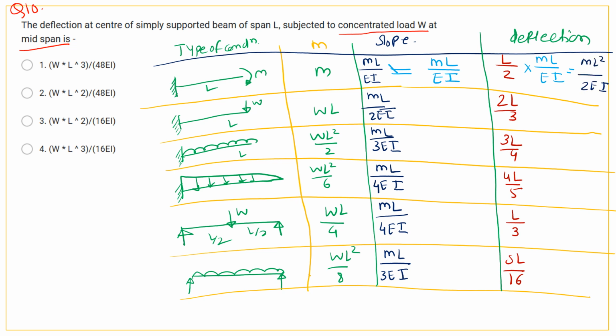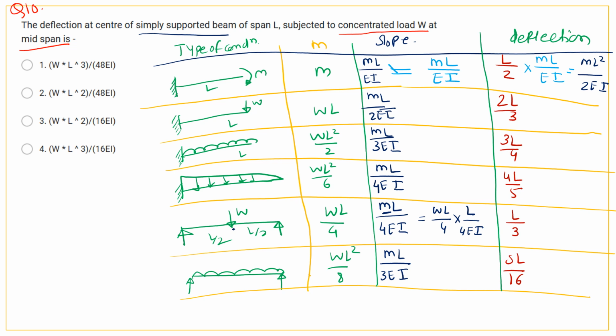This is how you calculate the remaining values. But here they ask for simply supported beam with point load. So for this we calculate here. Replace this M with WL by 4. So the value is WL by 4 into L divided by 4EI. So this is the calculation.